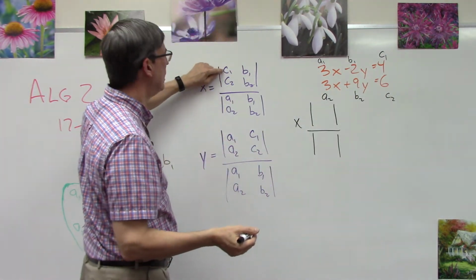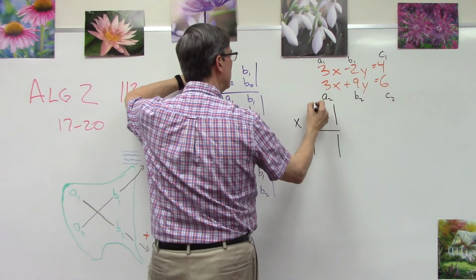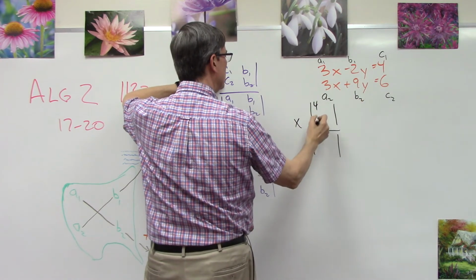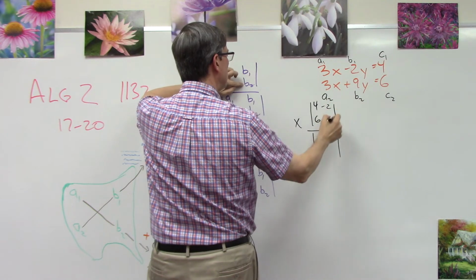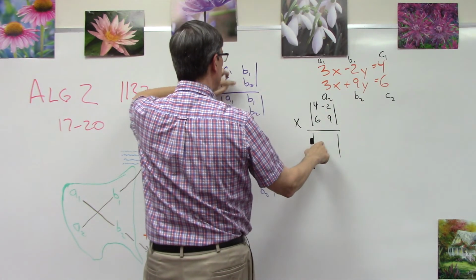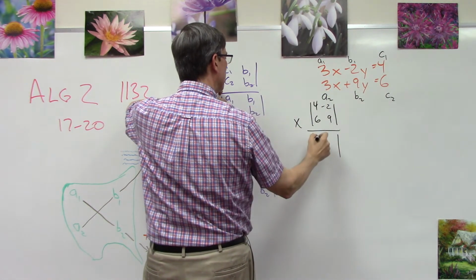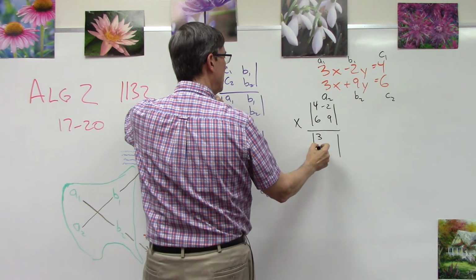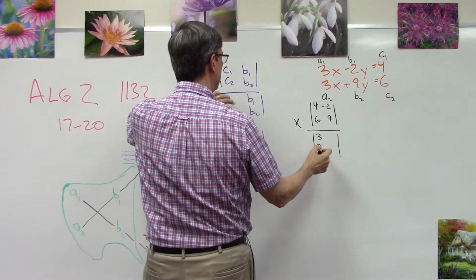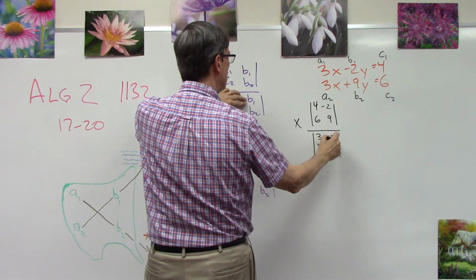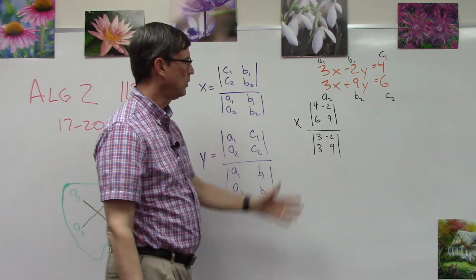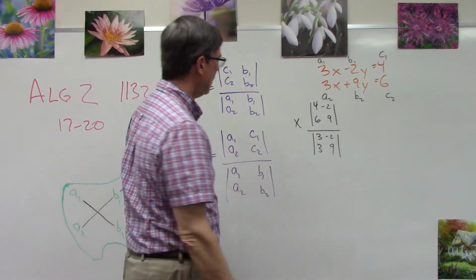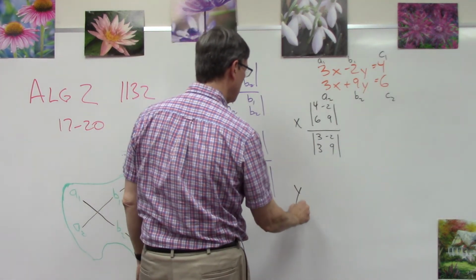We're going to do C1, which is 4, C2, which is 6, B1 is -2, B2 is 9. Okay, the denominator is A1, A2, and B1 is -2, B2 is 9. See where I got all that from? All right, let's go ahead and do Y.